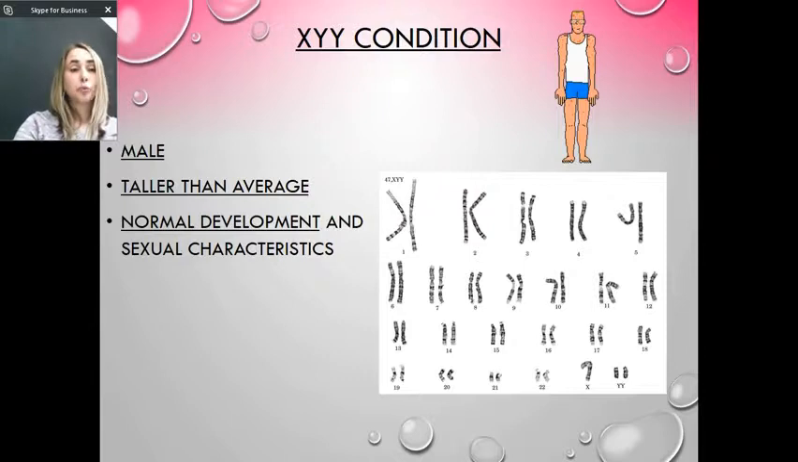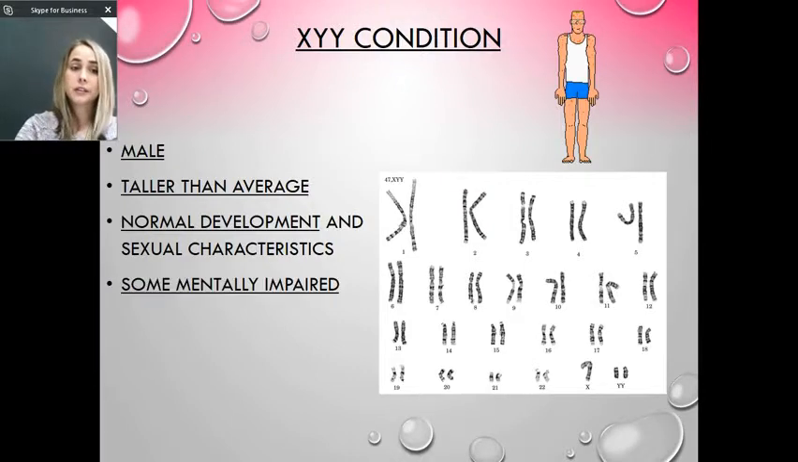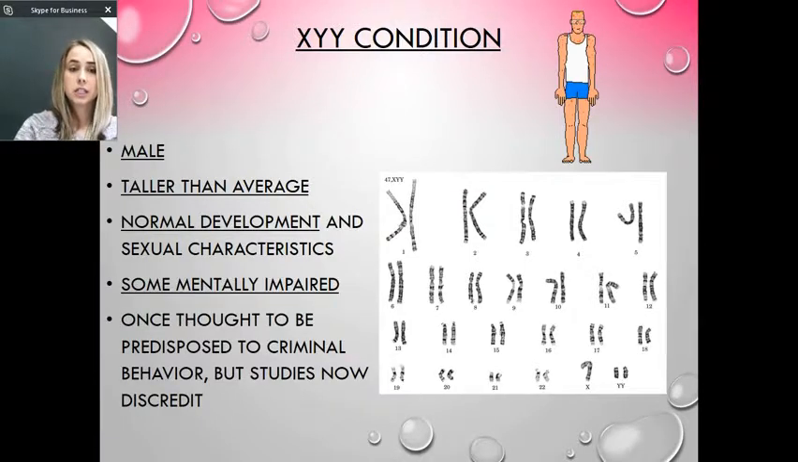XYY is when you have one X and 2 Ys. And this results in men that are taller than average. A lot of them have like cystic acne, but for the most part, they develop normally. They have normal development of sexual characteristics, normal fertility. Some were thought to be mentally impaired, but it is not dramatic at all.